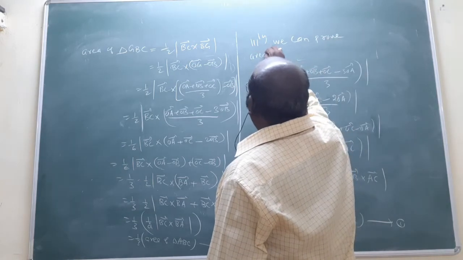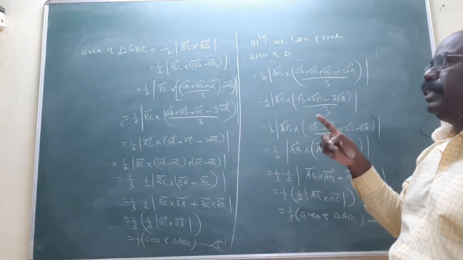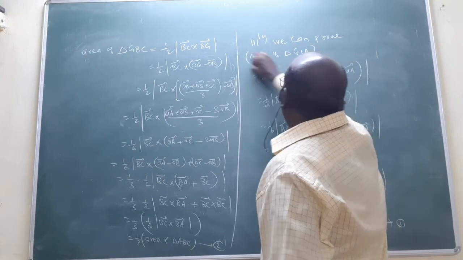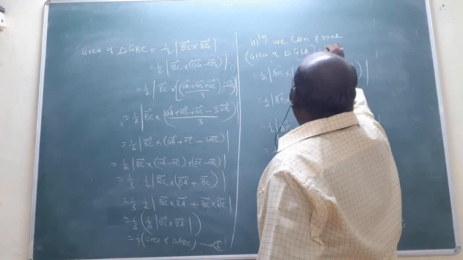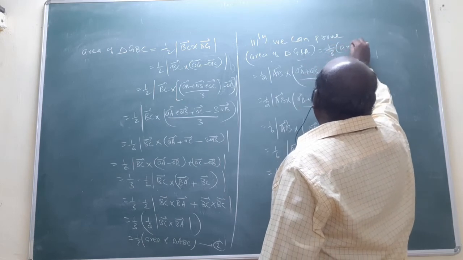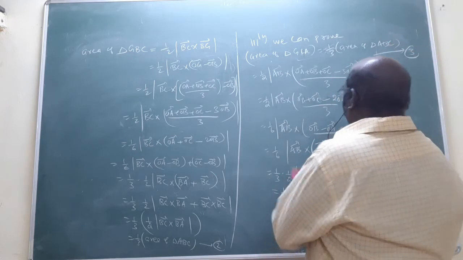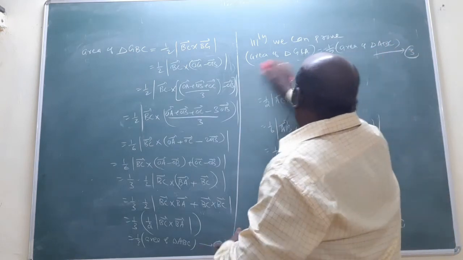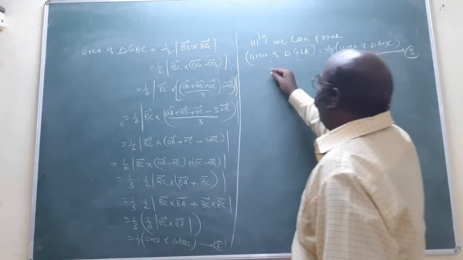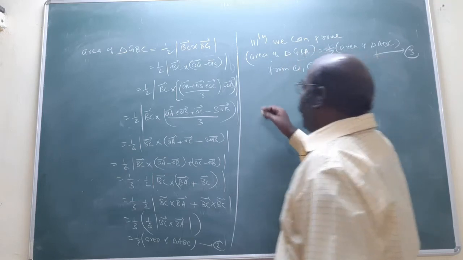Now the third part: similarly we can prove the area of the triangle. Which triangle? First one is GAB, next is GCA, equal to 1 by 3rd of the area of the triangle ABC. This is 3. Now combine all, 1 to 3, we get the answer.